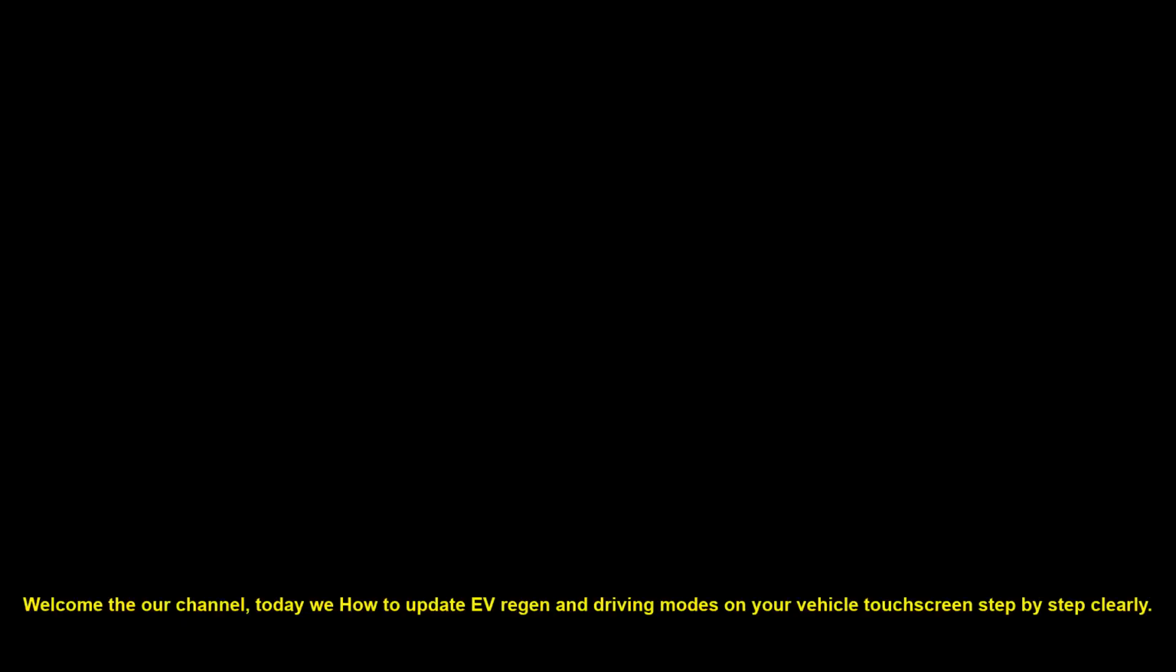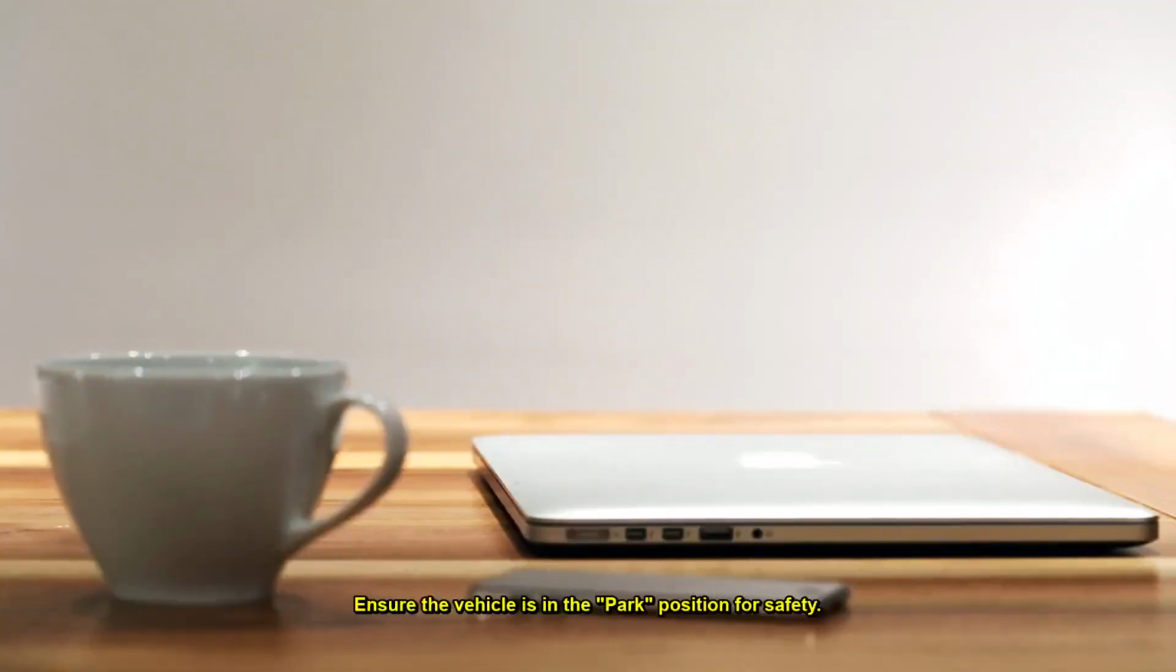Today we'll show you how to update EV Regen and driving modes on your vehicle touchscreen step by step clearly. Begin by sitting in the driver's seat of your vehicle. Ensure the vehicle is in the park position for safety. Turn on the vehicle's ignition or start the engine. Locate the touchscreen display on your dashboard.